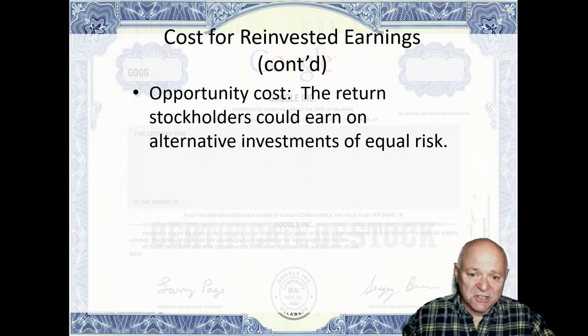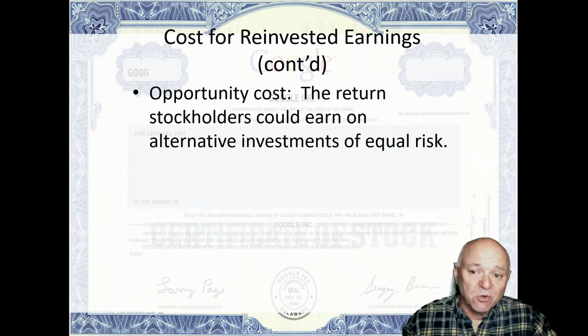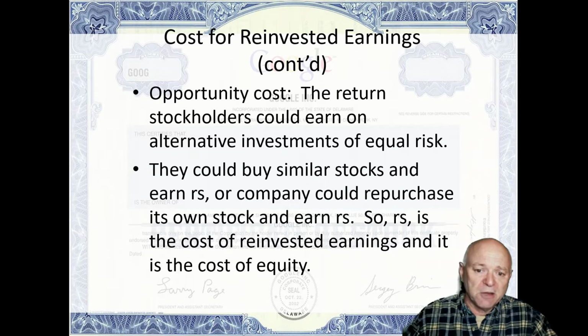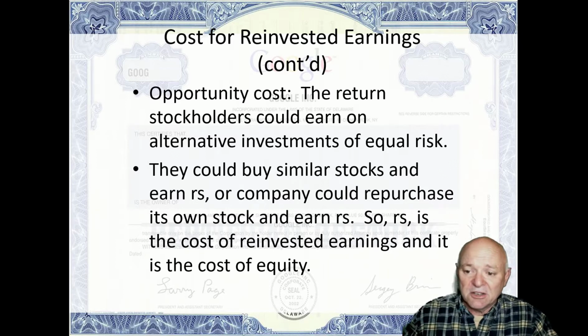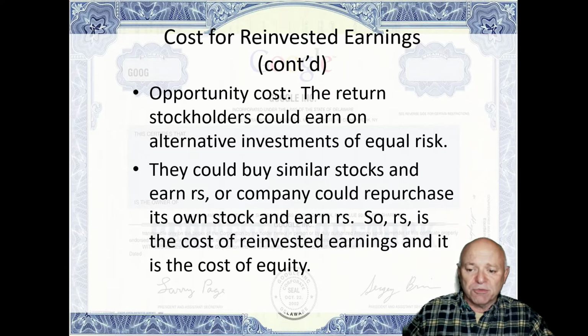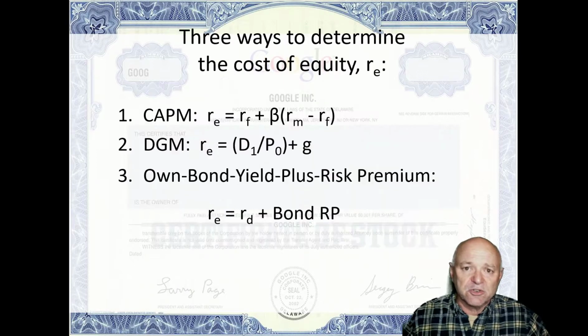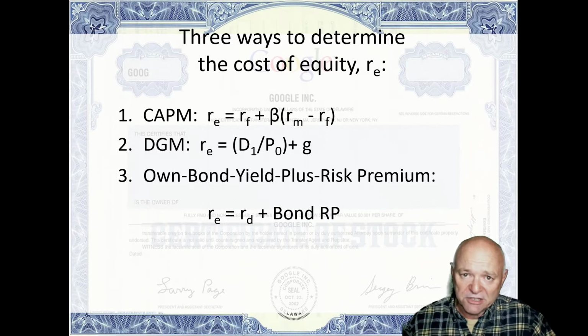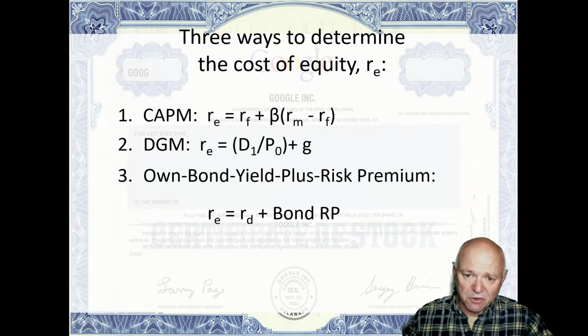The opportunity cost, essentially, is that the shareholders could earn an alternative investment of equal risk by putting their money into another company. They could buy similar stocks and earn a return on that stock, or the company could repurchase its own stock, pushing up the rate of return on that share. So RS, or return to the share, the return to equity, is the cost of reinvested earnings. It's our true cost of equity. And there are several ways to calculate this. In fact, we've already seen two of these three. The third one is less worthy of note.